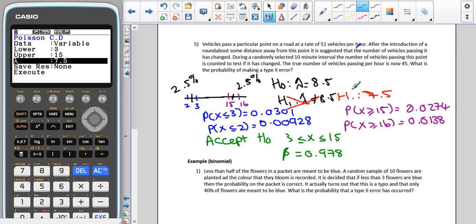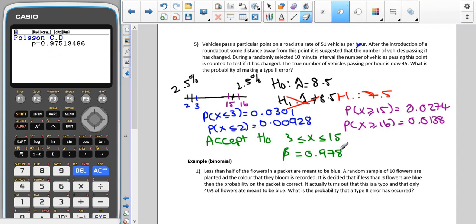And then for the true mean, again, we are given 45 per hour. So we have to divide that by 6, which gives us 7.5. And then that gives us 0.975. So it's really important that you do double check it, like I did there, I put the wrong values in. So you need to make sure that you do double check before you find your actual probability of being in your accept H0 region. Thank you very much for listening.